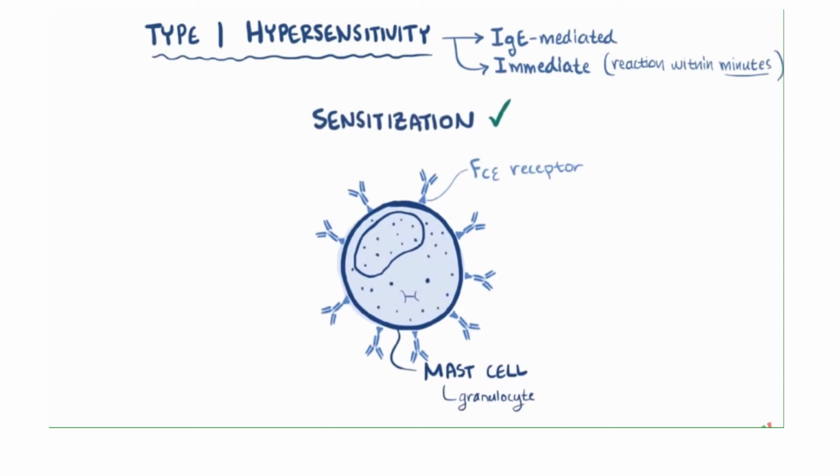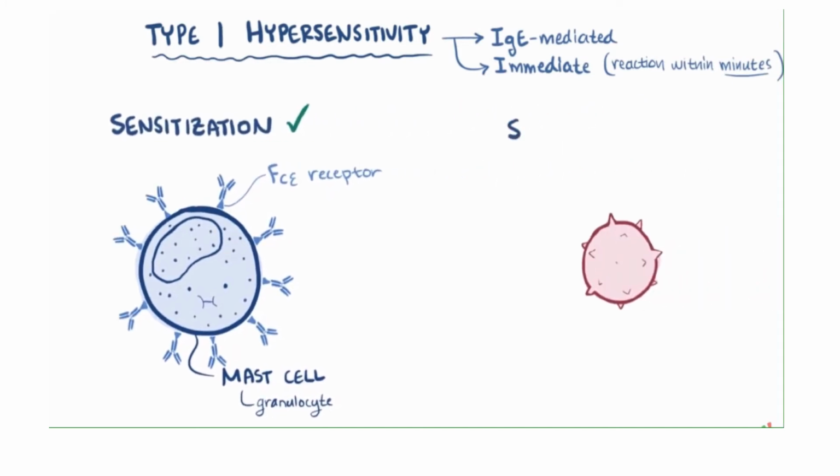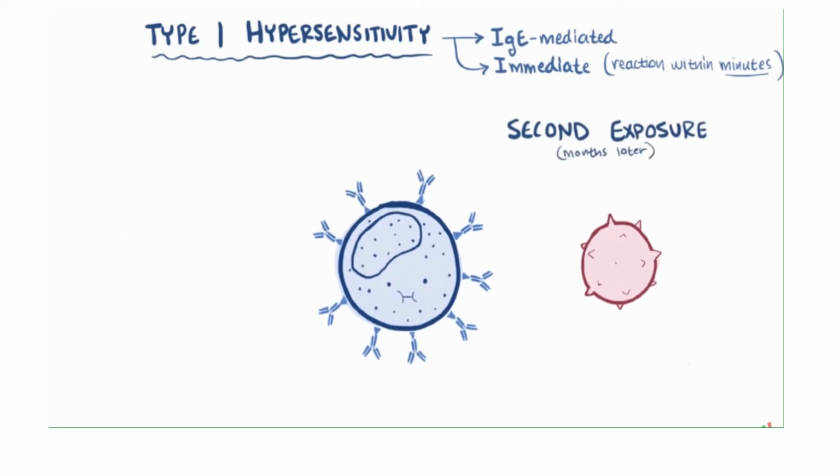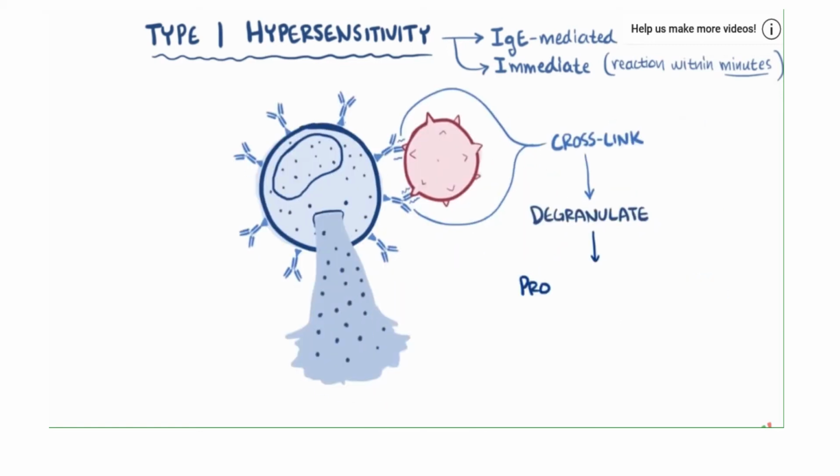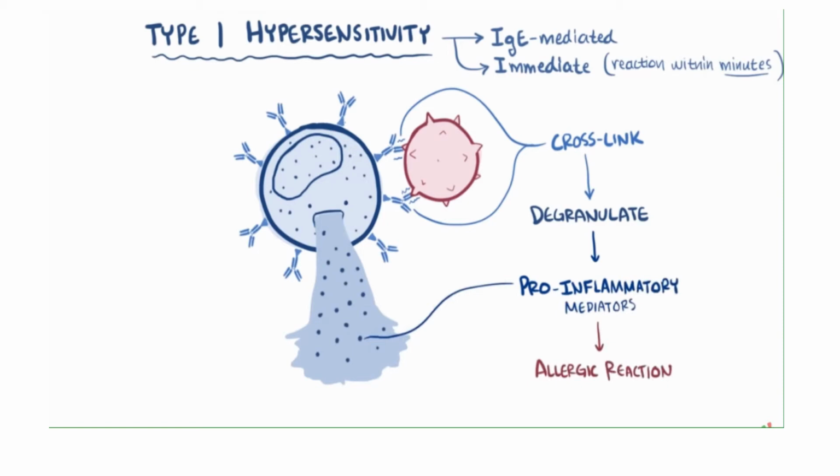Now let's say that that same person breathes in some ragweed pollen again, maybe a few months later, a second exposure. Well, the souped up mast cells, using their coat of antibodies, bind to the antigen. Actually, it takes 2 or more bound antigens to cross-link the IgE antibodies, which signals the mast cell to degranulate and release a bunch of pro-inflammatory molecules called mediators that ultimately cause the effects seen in an allergic reaction.